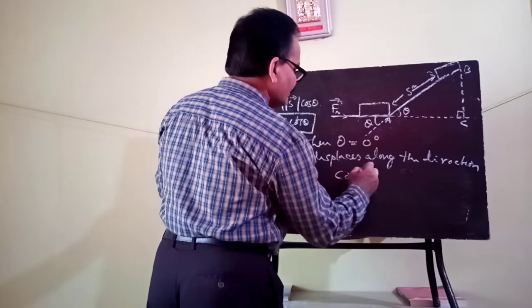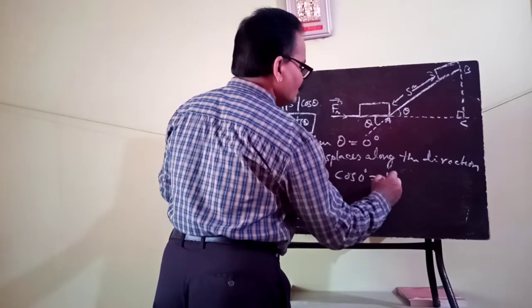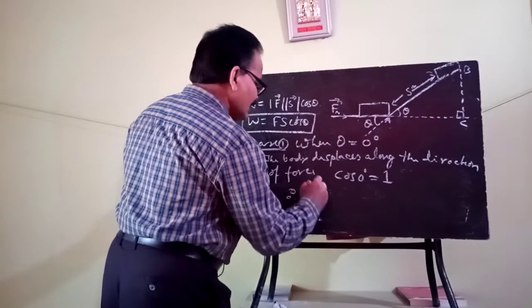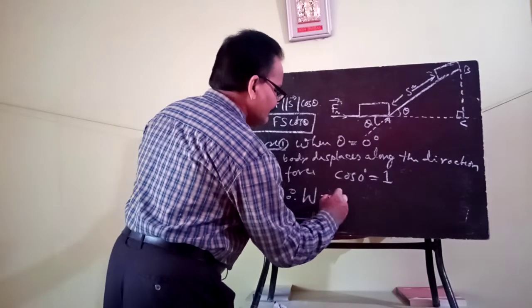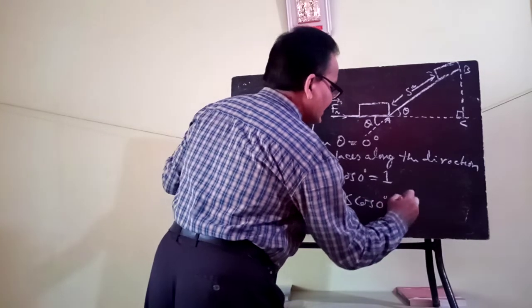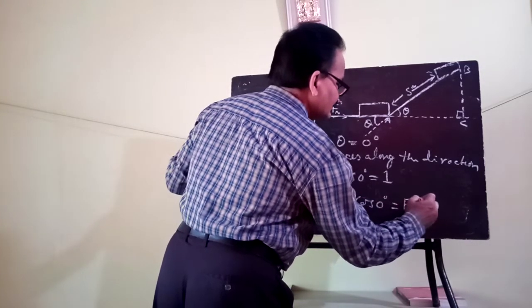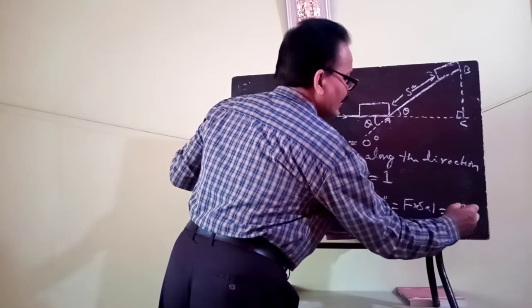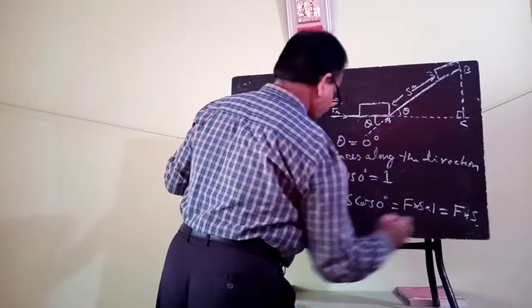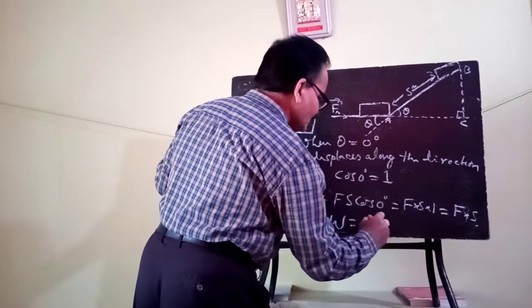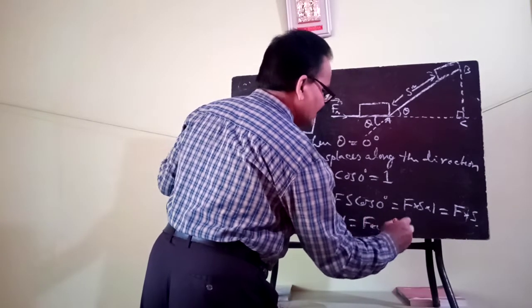In that case, what will happen? Then cos 0 degrees will be equal to 1. So therefore, work done will be equal to Fs cos 0 degrees, which means F into s, that is the displacement, into 1, which is equal to F into s. So that is W equal to magnitude of force and displacement.